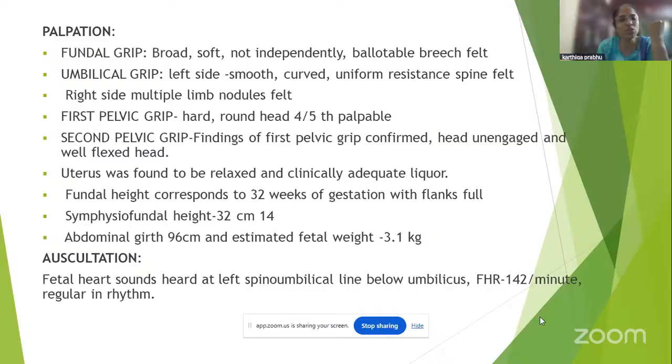We have told the head is not engaged, no? That means the head is above. It has not gone inside the pelvis, right? Yes, ma'am. So what are the causes of delayed engagement in the case of a primi?